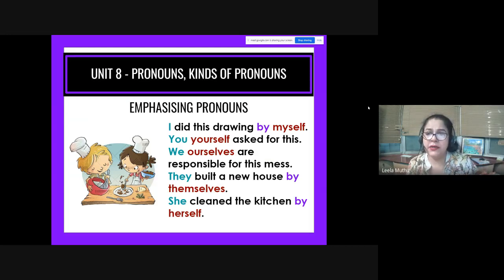But in the case of an emphasizing pronoun, from the sentence you can find out that an action was done by somebody, and you use the pronoun to show exactly who has done the action. I did what? This drawing. Who did the drawing? I did it myself. So the emphasizing pronoun is to emphasize who has done the action, and the reflexive pronoun shows that an action has been done to the subject. They have done it to themselves. So these are the two main differences between reflexive and emphasizing pronouns.